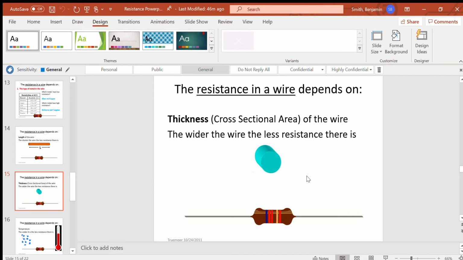This is why many of those telephone wires will be very, very thick cables. It allows a lot of electricity to flow without much resistance.